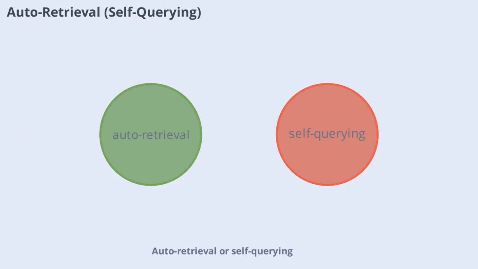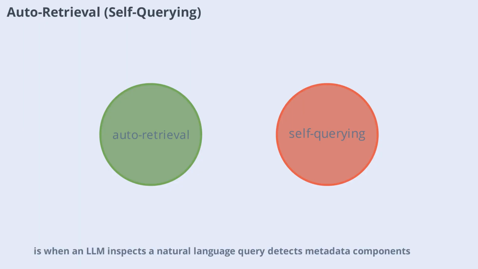Auto-retrieval or self-querying is when an LLM inspects a natural language query, detects metadata components, and translates it into a structured database query. For example, "show me the 2023 financial reports for Team Alpha" becomes a vector search for financial reports with filters for year and team. This automation streamlines the retrieval process and ensures precise results.